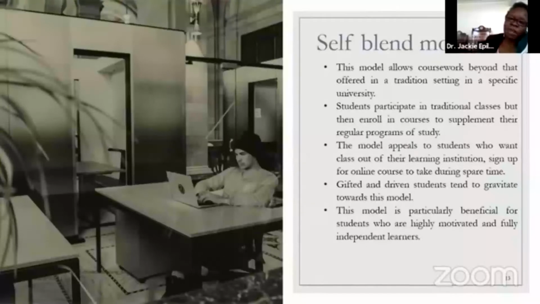Then we have the SelfBlend model. This model allows coursework beyond that offered in the traditional setting of a specific university. Students participate in the traditional class like you will do, but then you enroll. Say if you're slow at typing, you need to do certain tutorials to up your speed.